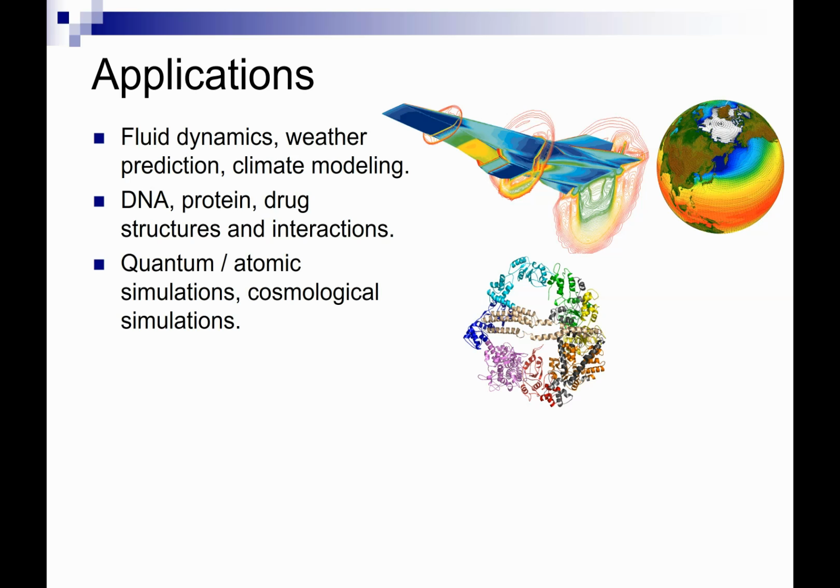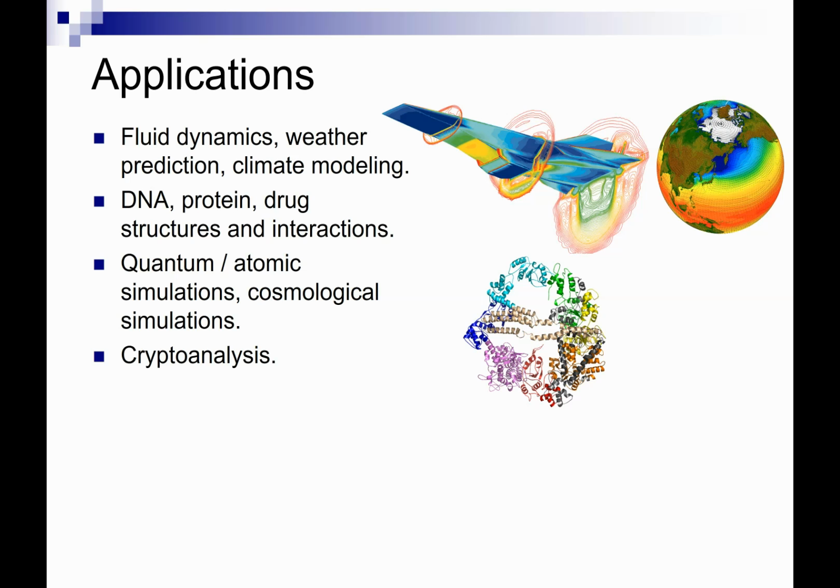Other types of simulations we can do are various types of simulations for physics, such as quantum simulations or cosmological simulations. These have applications both scientifically and also engineering applications. For example, some of these quantum applications can help us do more precise simulations when we want to design new materials.